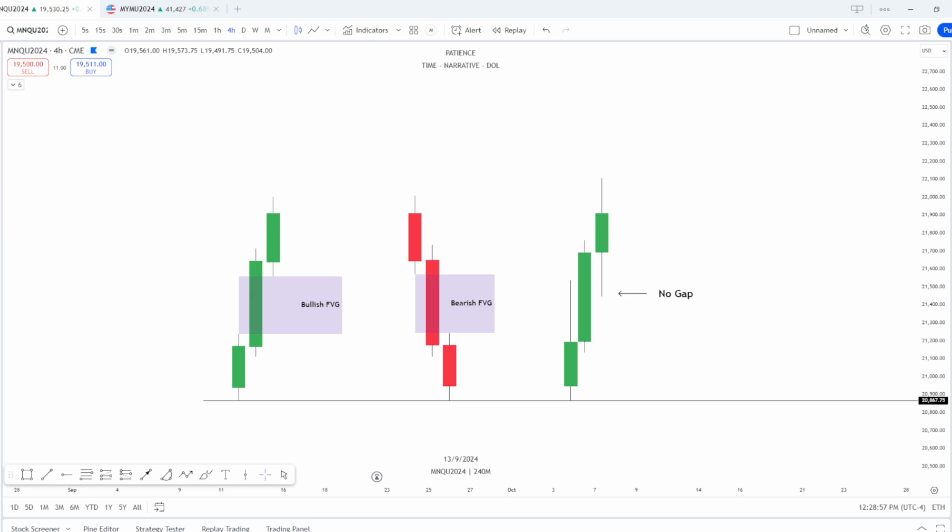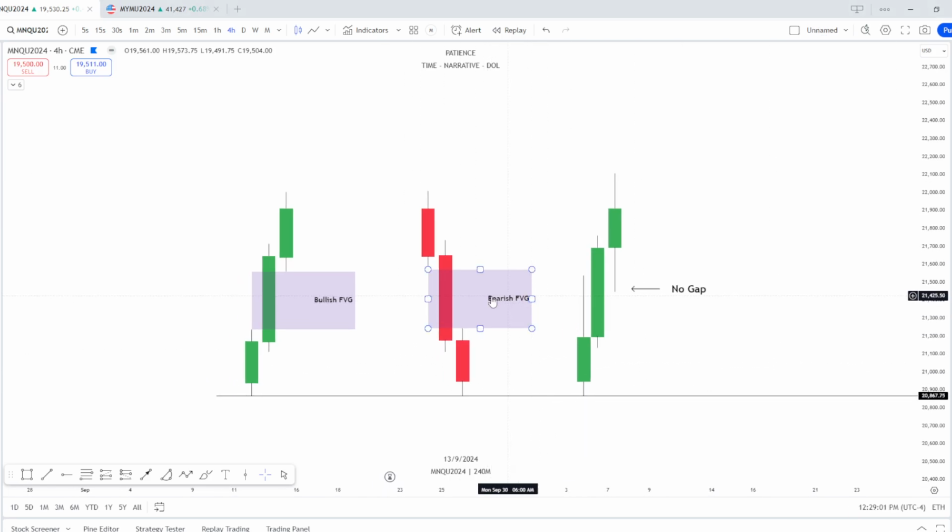It's a very simple concept, and a lot of my trading is personally based around fair value gaps and the respect and disrespect of certain ones. So, without going too far into that, let's dive straight into what they are.